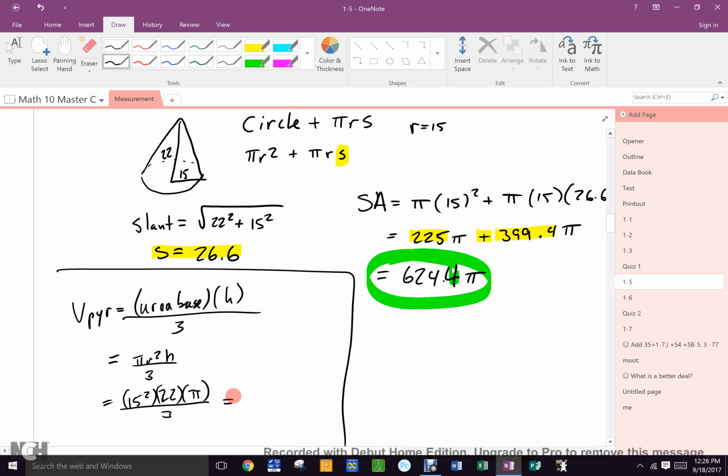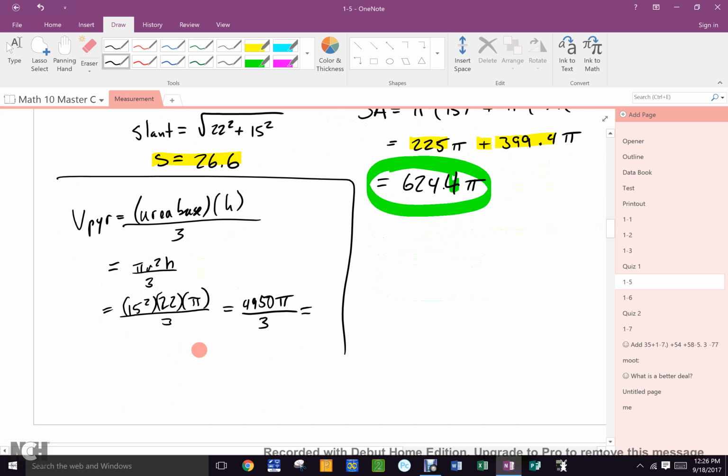I don't want pi, that's why I'm leaving it written that way. So 15 squared times 22 is 4,950 pi's divided by what? 3. So then you get that answer and you get what? 1650 isn't a number, that's a price. 1650 pi. And that's how we're going to leave it.